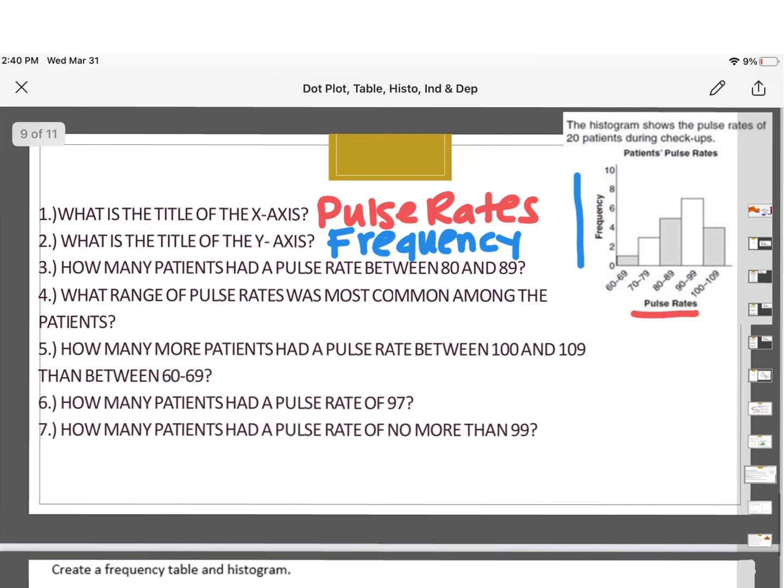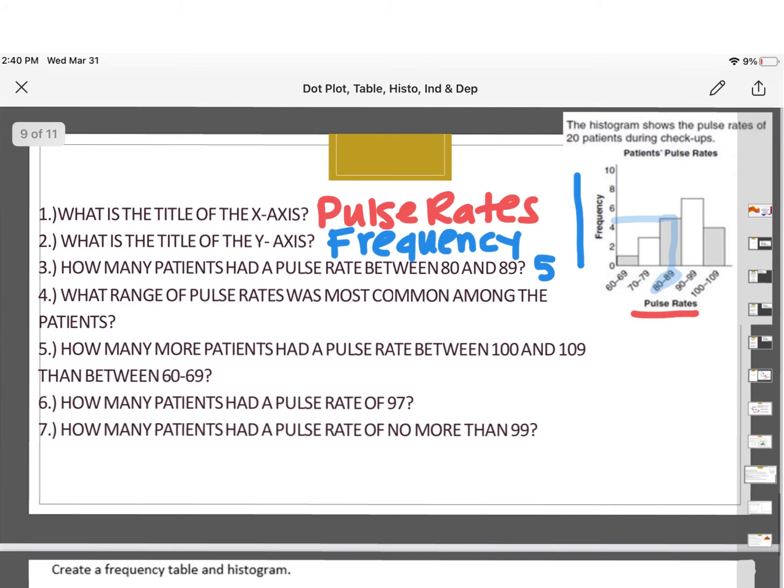How many patients had a pulse rate between 80 and 89? So if we look, 80 and 89 is right here. So we're going to go up and see how many. And if you look, it actually looks like that's going to be right between 4 and 6, which would be 5. So 5 people had a pulse rate of 80 to 89.